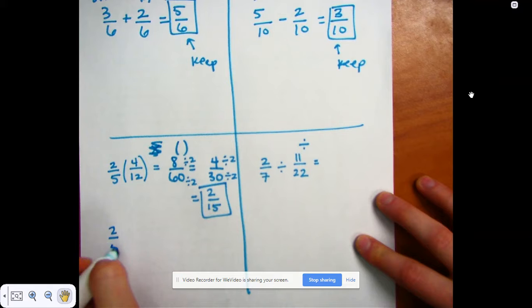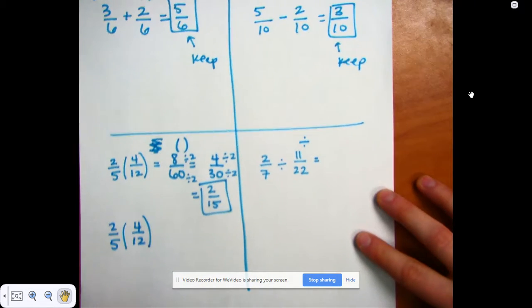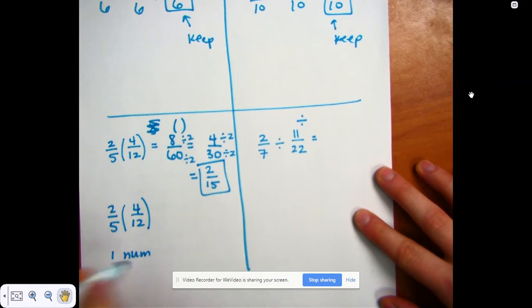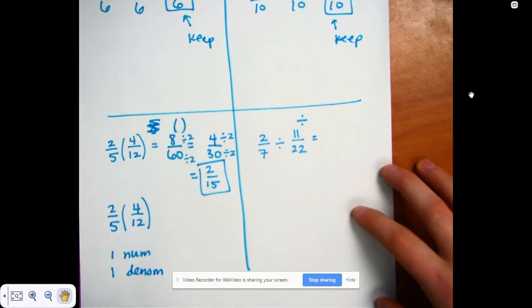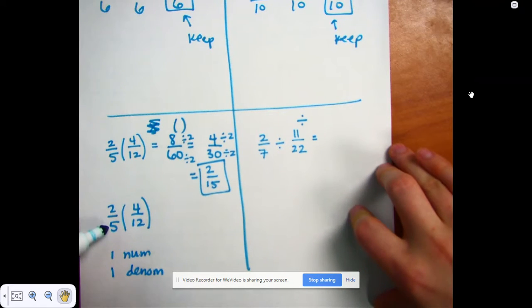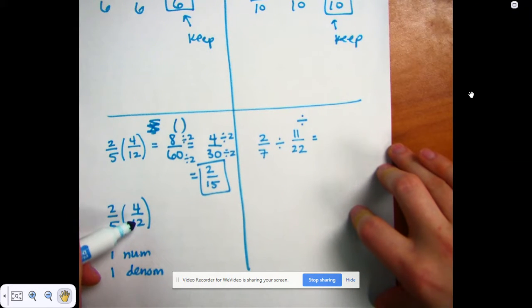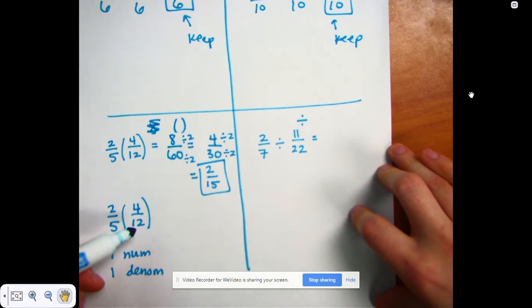Now, if I did it again, and I notice you have to have one numerator and one denominator. You have to have one of each to simplify. So 2 and 5, nothing in common. 4 and 12, ooh, they have something in common. 2 and 12, they have something in common. 4 and 5, nothing in common. So I could simplify the 2 and the 12, or I can simplify the 4 and the 12. I'm going to go with 2 and the 12 and just show that.